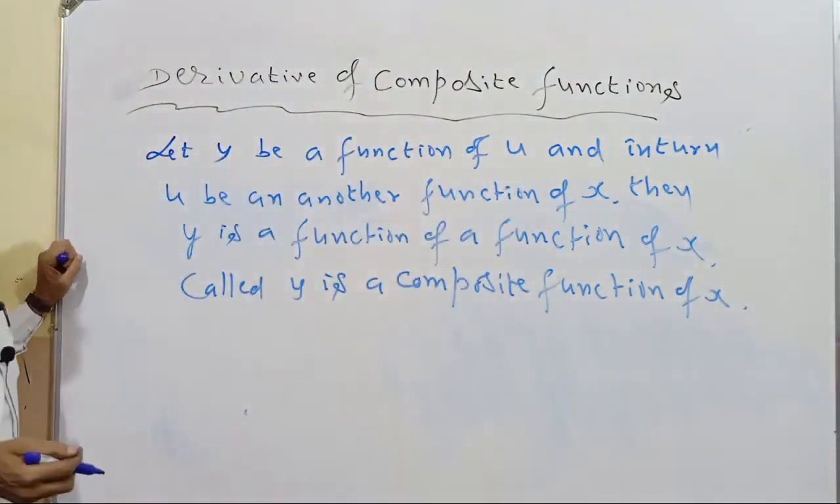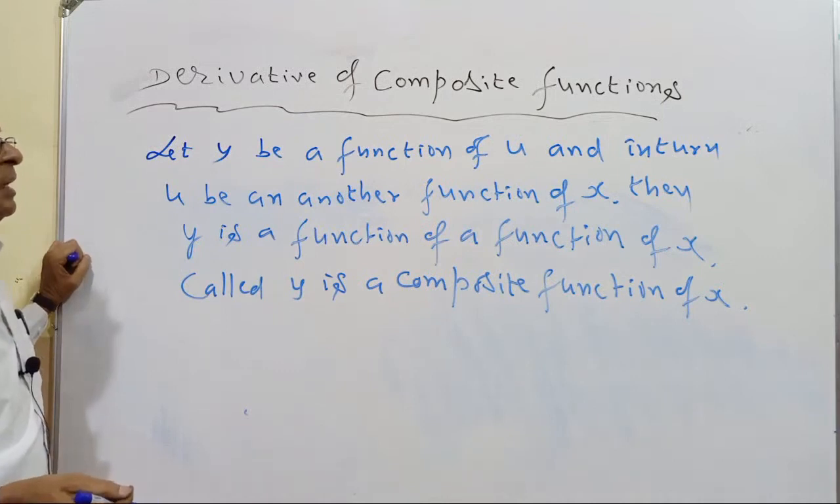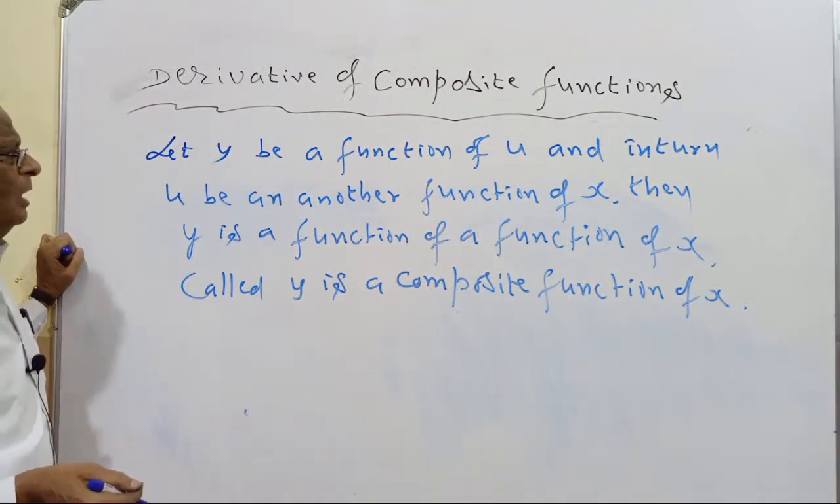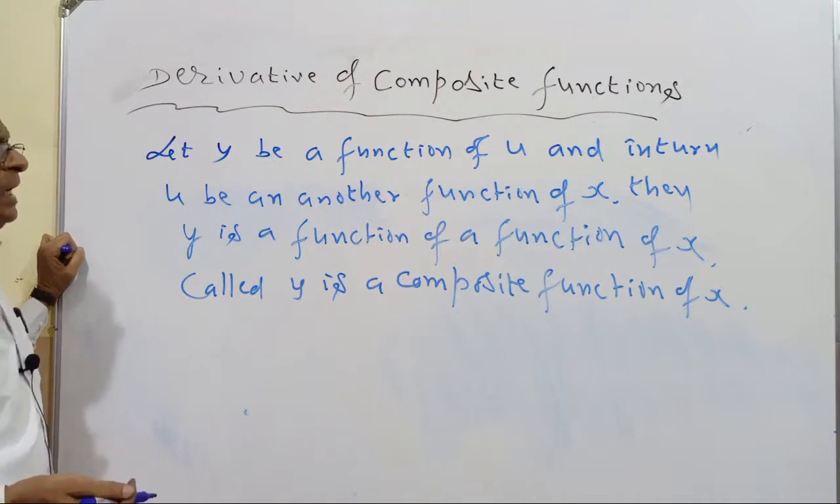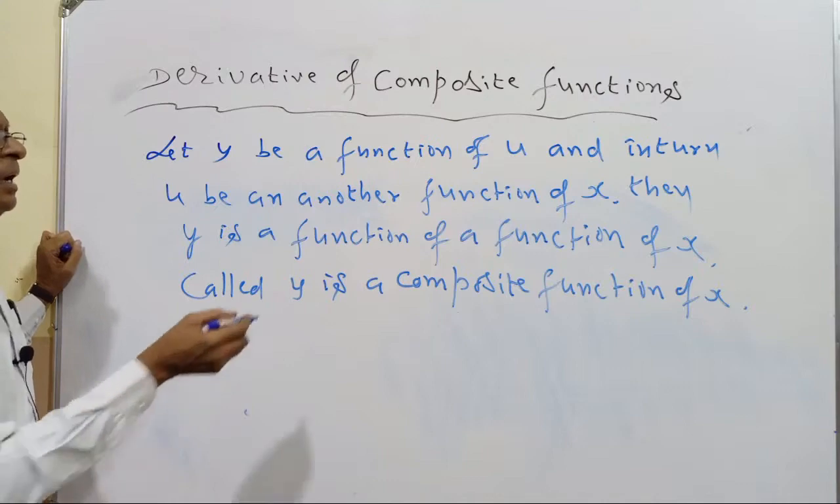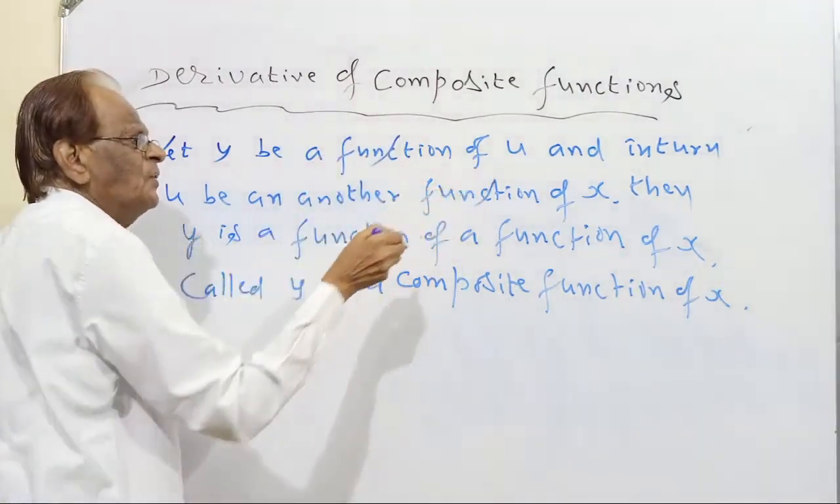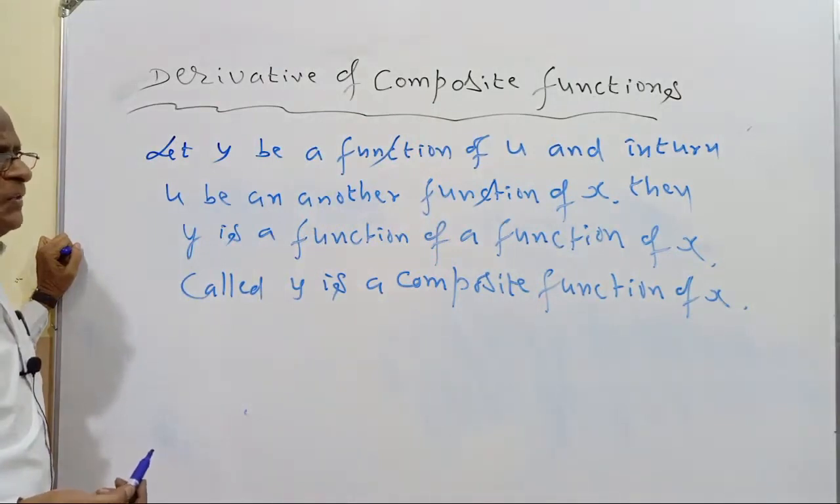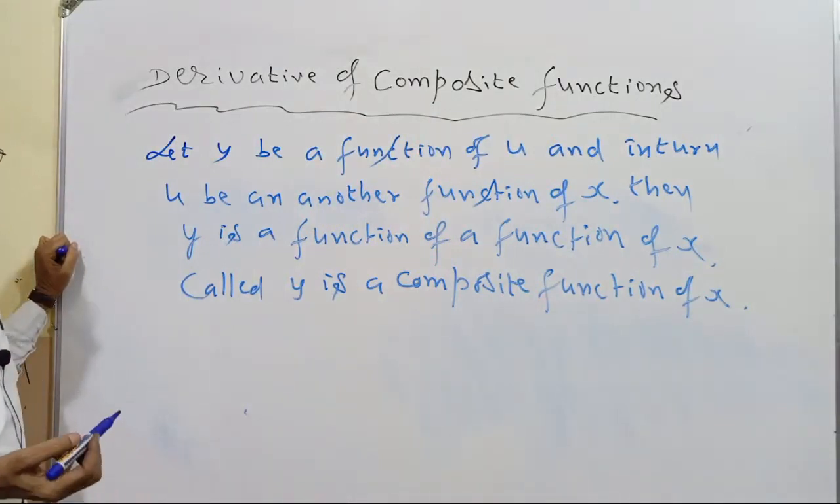First, y is not directly a function of x. First, y is a function of u. In turn, u is another function of x. Then y is called a function of a function of x. That is called y is a composite function of x.